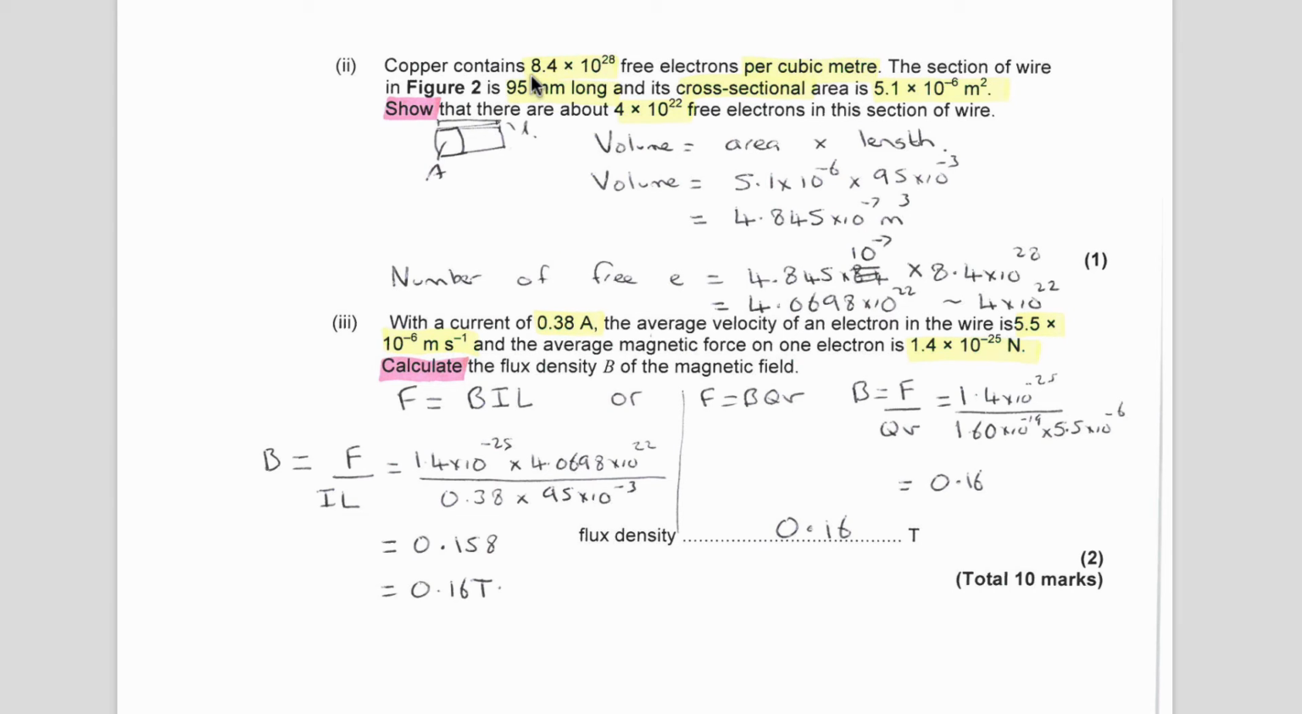Now in 1 cubic metre, there's 8.4 times 10 to the 28 free electrons. We have this many cubic metres, so if we just multiply this number by the number in 1 cubic metre, that'll tell us how many electrons we've got. And if we do that, we end up with 4.0698 times 10 to the 22, which is about 4 times 10 to the 22, which is what we were asked to show. Because we have to show it, that's why I've written this answer down to quite a lot of significant figures.